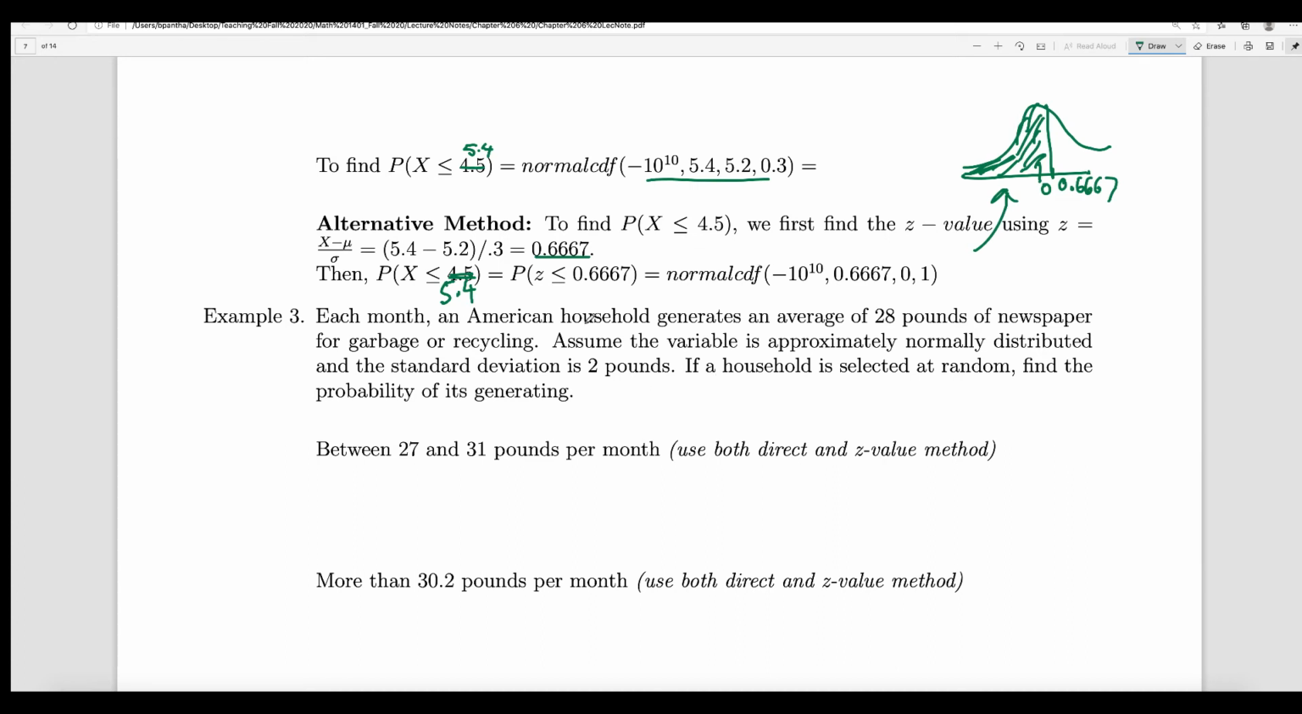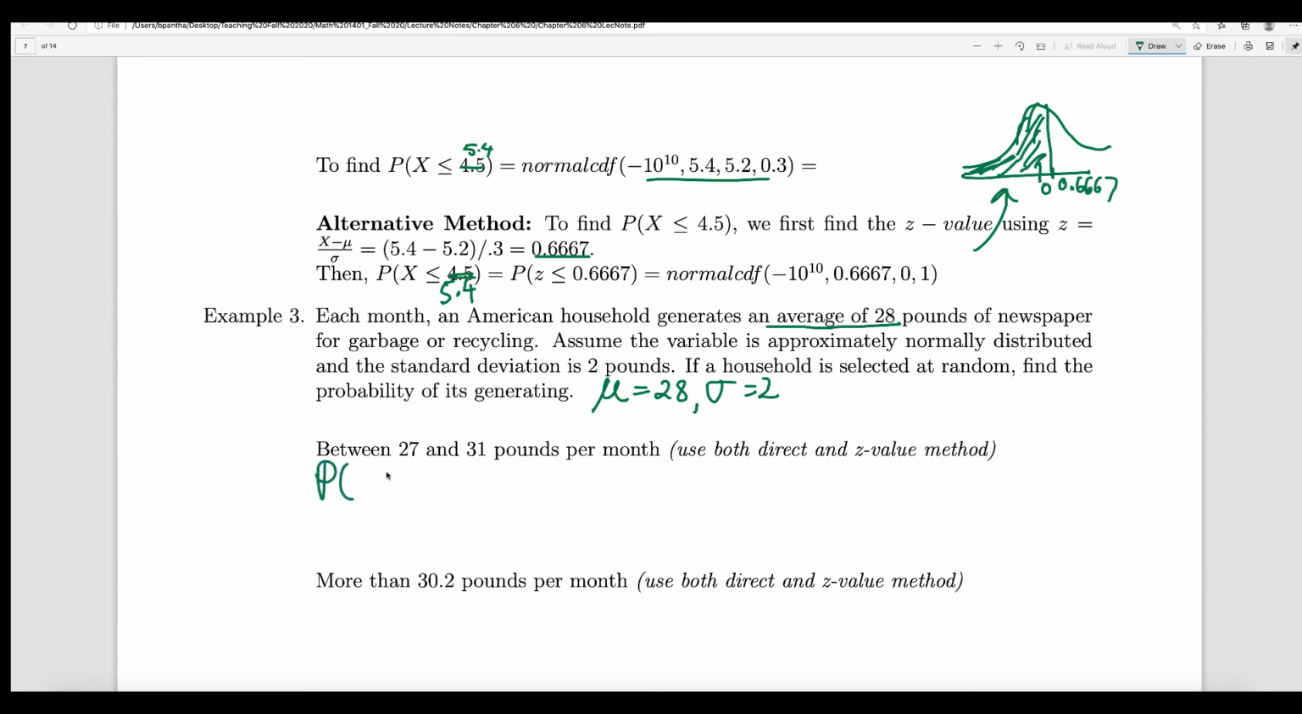Okay, let us do this example number 3. Each month, an American household generates an average of 28 pounds. So what is mu? Mu is the average, right? 28 pounds of newspaper for garbage or recycling. Assume the variable is approximately normally distributed and the standard deviation is 2. Sigma is equal to 2. If a household is selected at random, find the probability of generating between 27 and 31.